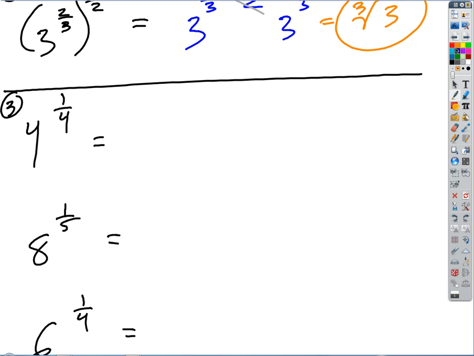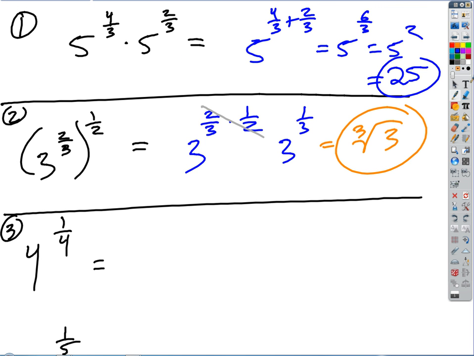That looks simplified. It's not 1, but it looks simplified, doesn't it? But notice the base here. See if you can tell me what the difference is in the base in problem 3 compared to the base in problems 1 and 2. It's an even number, which implies what?